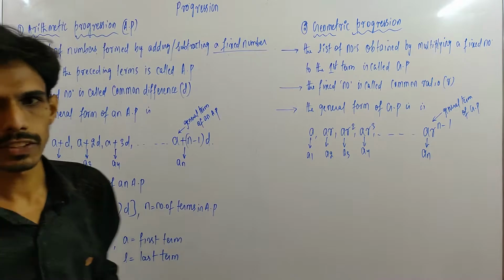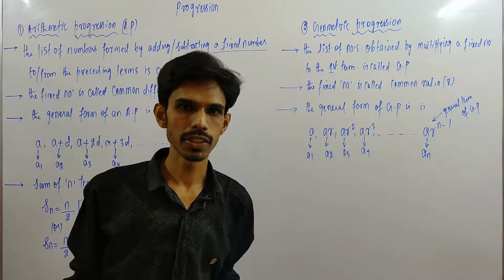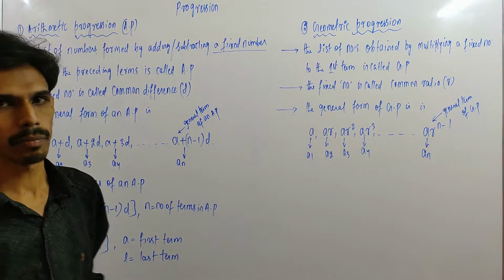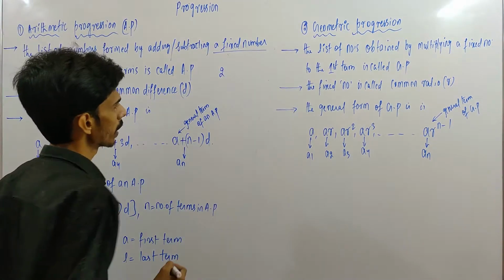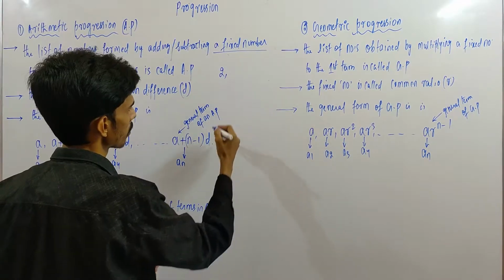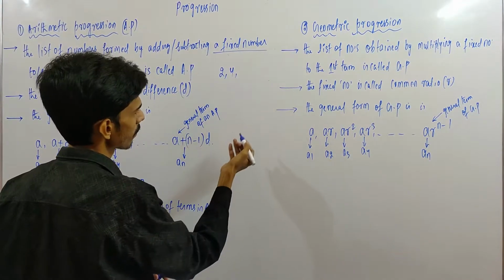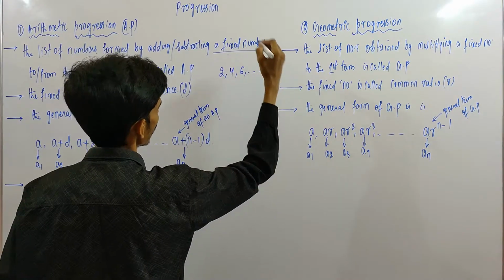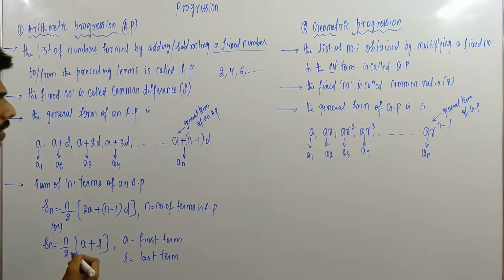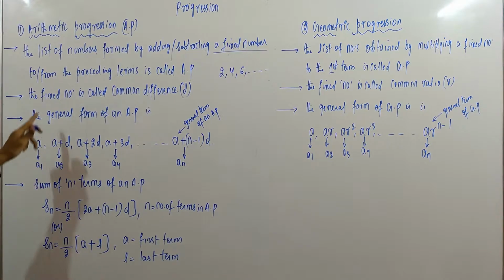So we have a certain list of numbers. We have a first term, we will add or subtract a fixed number, then we'll get a series. Let us suppose we have 2 here. If I add 2 to this number, we will get 4. Again, if I add 2 to this number, we will get 6. This is how we will get a sequence, that is arithmetic progression.